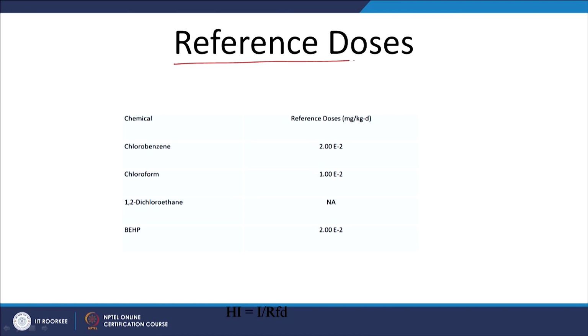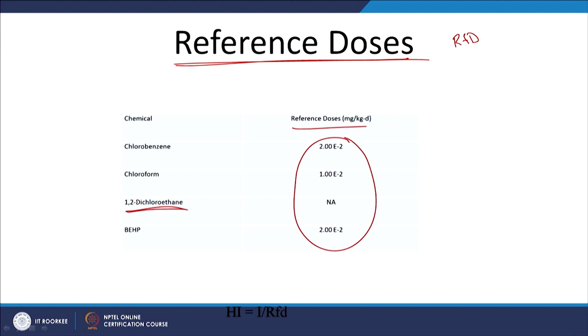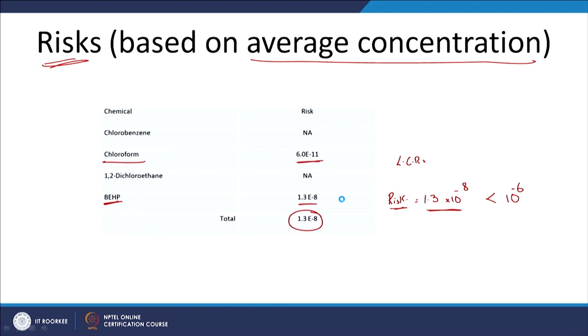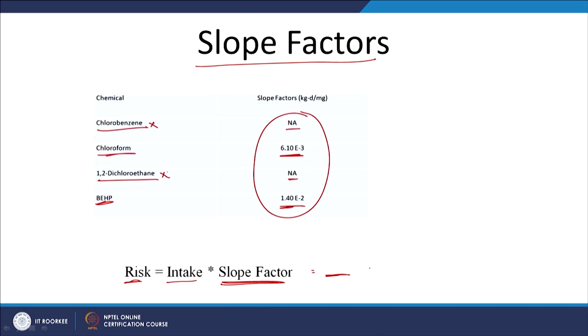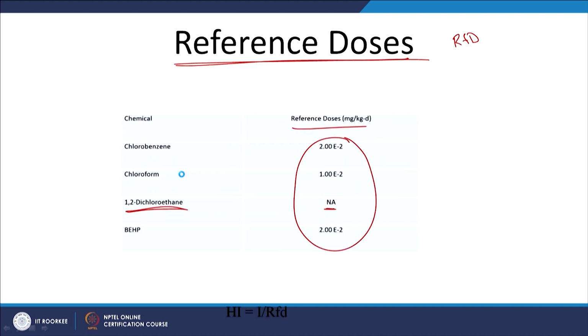Same case, we are going to move on to the non-carcinogens or the toxic compounds, and these are the reference doses, RfD, as we mentioned earlier. And again these are the standard values, and looks like 1,2-DCA is not a toxic compound, probably only a carcinogen. No, looks like 1,2-DCA is neither a carcinogen nor a toxic compound, at least in this particular set of data that I have. So, I have the reference doses for different compounds.